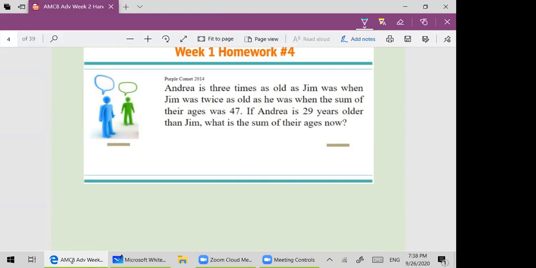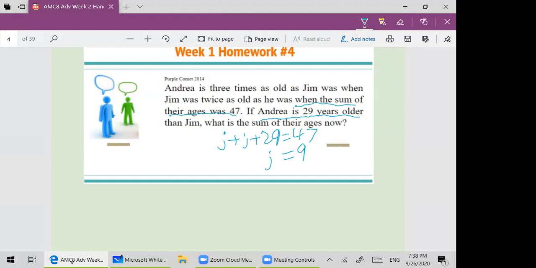We can combine the fact that Andrea is 29 years older than Jim to work backwards to the start. So, first of all, when the sum of their ages was 47, we have that Jim's age plus 29 plus Jim's age is equal to 47, which simplifies to J equals 9. So, this condition is when Jim was 9 years old.